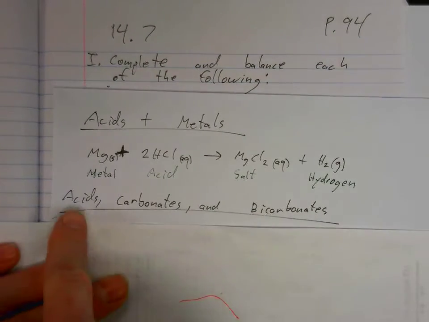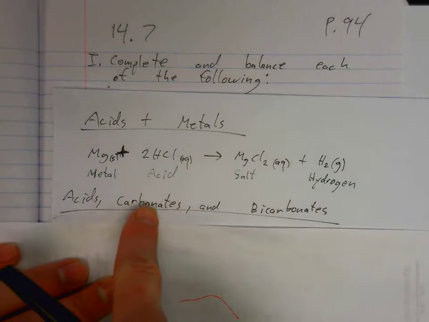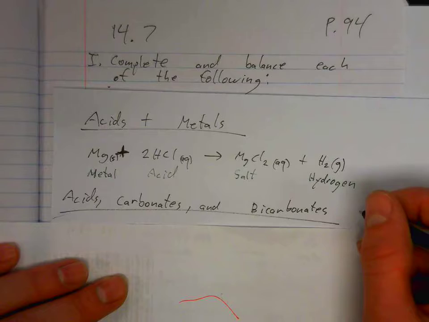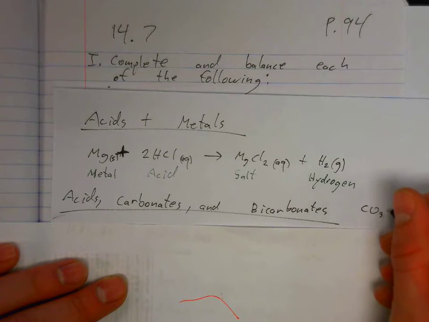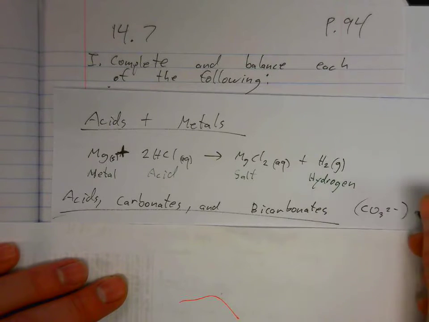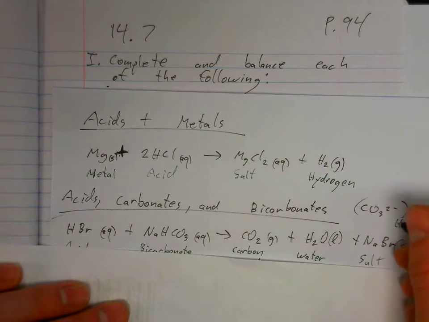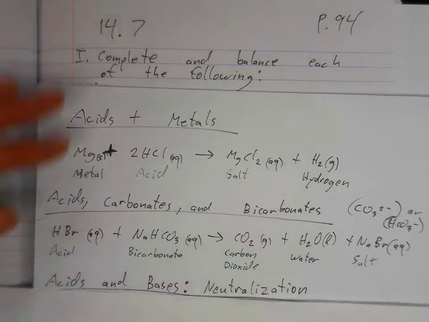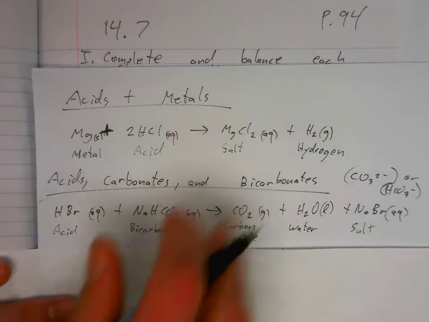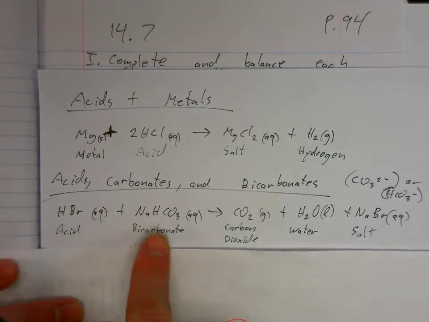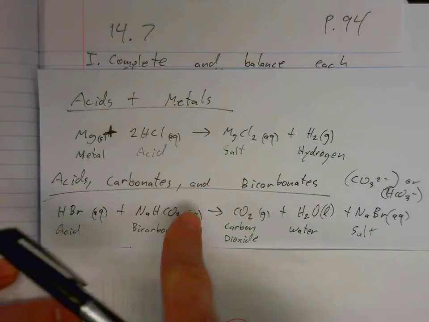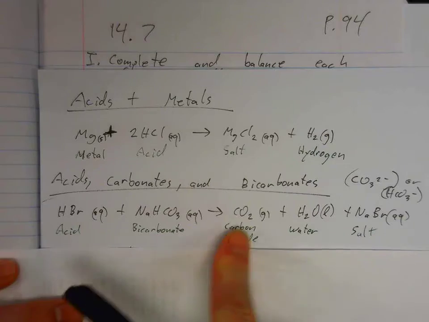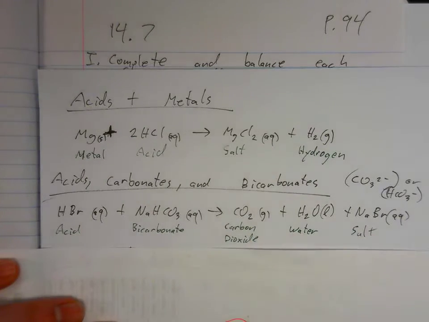Another is acid reacting with a carbonate or bicarbonate. Carbonate is CO3 2-, and bicarbonate is HCO3-. So here we have an acid reacting with bicarbonate, and these produce carbon dioxide, water, and a salt.